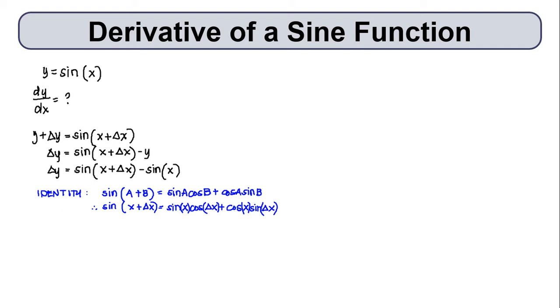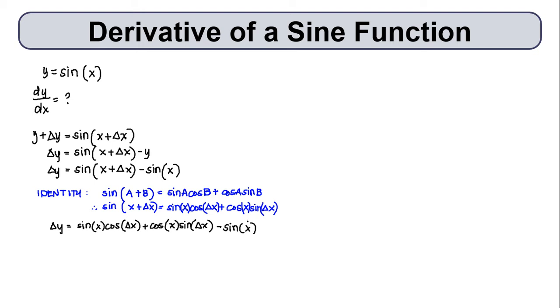Okay? So, in this case, papalitan ko na yan, ha? Yung ating delta y will now become equal to sine ng x cosine of delta x plus cosine of x times the sine of delta x. Okay, so pinalitan ko na ito. Okay. So ito naman, ibabalik ko lang siya minus the sine of x. Yan. So medyo na-expand na natin siya.